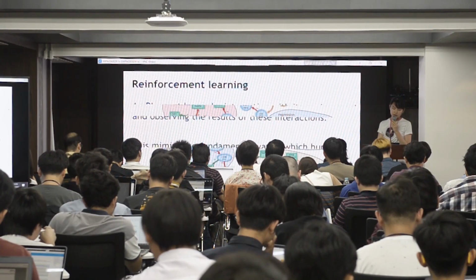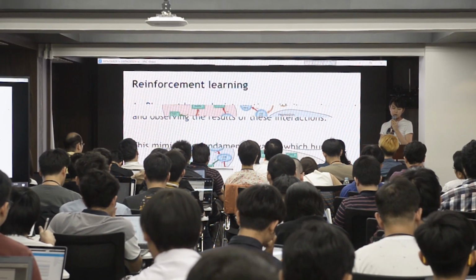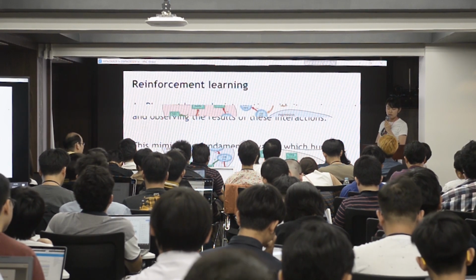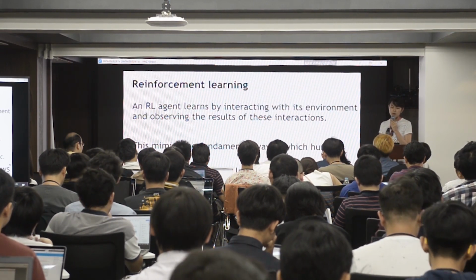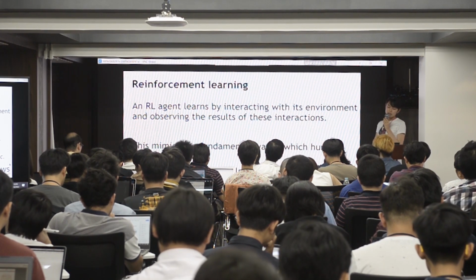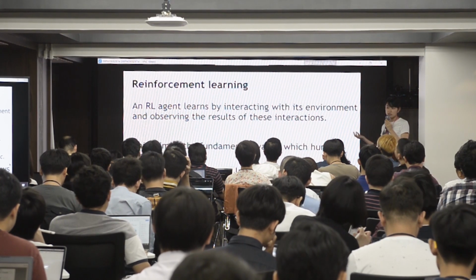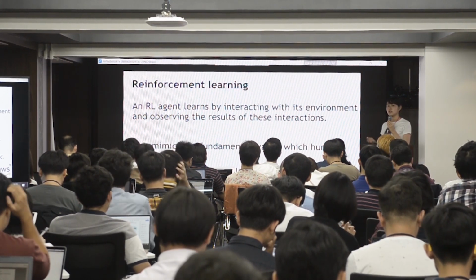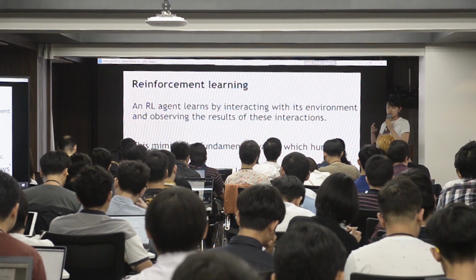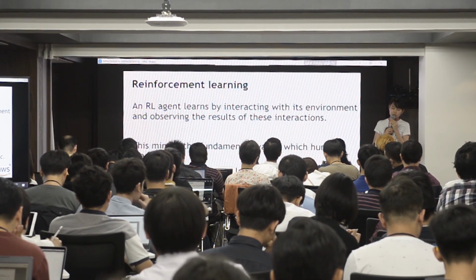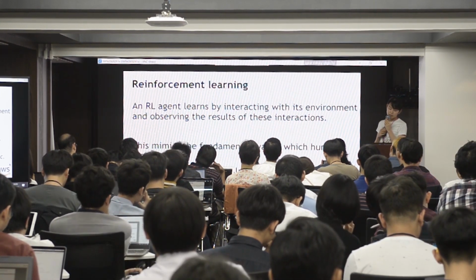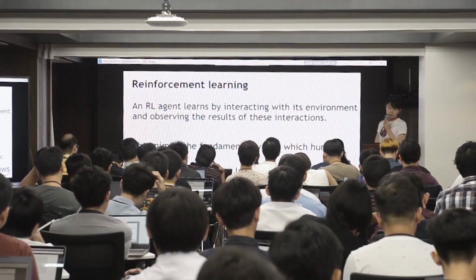Next, after unsupervised learning, I'm going to talk a little about reinforcement learning, since it's quite important and popular. In reinforcement learning, an agent tries to learn by interacting with the environment and observing the results of these interactions. Famous examples are AlphaGo and AlphaGo Zero, which were trained by playing against themselves. A lot of robotics algorithms also use deep reinforcement learning.